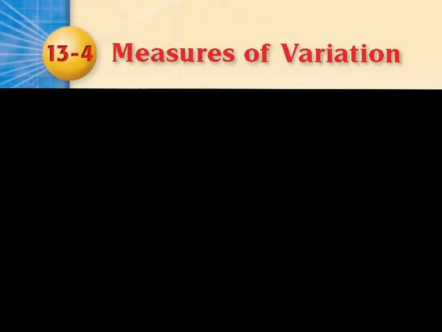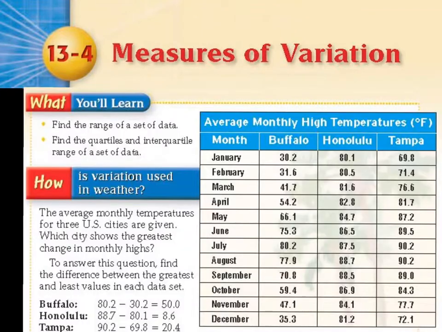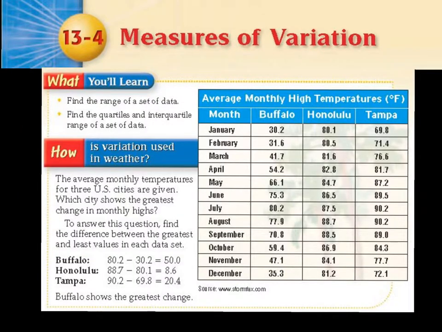The topic for Lesson 13.4 is measures of variation. You'll learn how to find the range of a set of data, and find the quartiles and interquartile range of a set of data. How is variation used in weather? The average monthly temperatures for 3 U.S. cities are given.